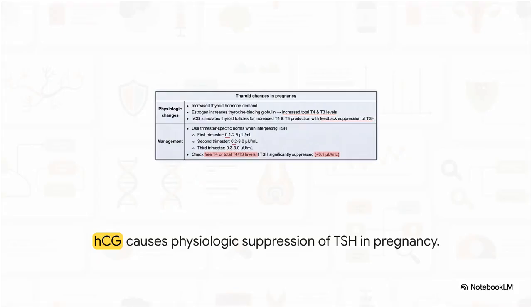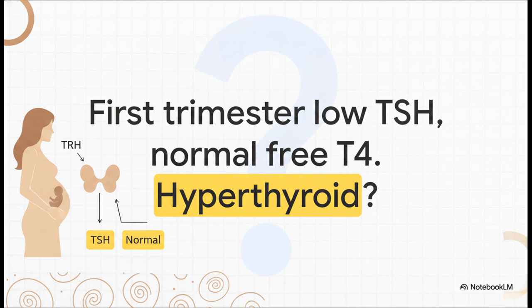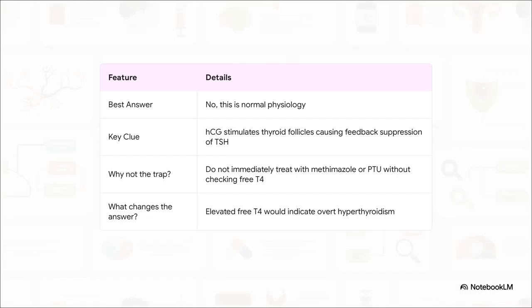And remember, pregnancy completely shifts these baseline lab thresholds. Because estrogen increases thyroxine-binding globulin, total T4 levels naturally rise. But even more importantly, HCG actually acts on the thyroid directly. So, keeping that exact physiology in mind, if you see a first trimester patient with a highly suppressed TSH, like less than 0.1, but her free T4 is perfectly normal, do you diagnose overt hyperthyroidism? Nope. The answer is no.